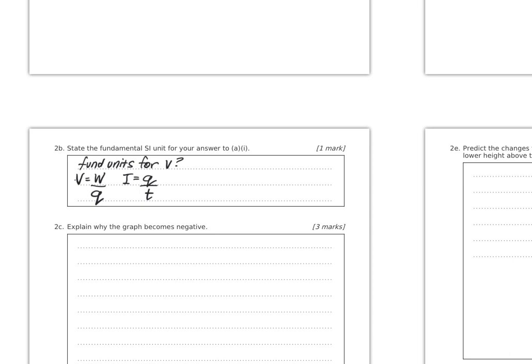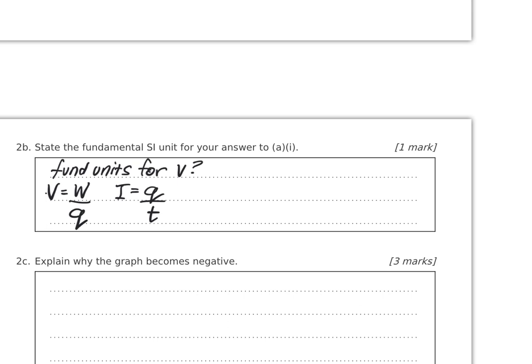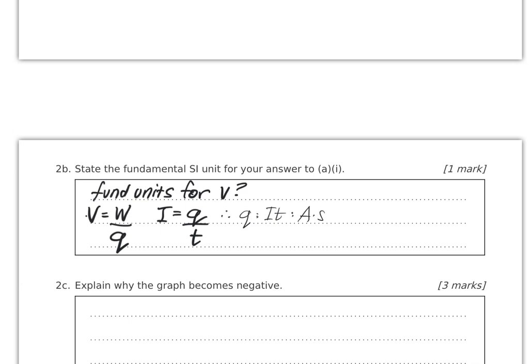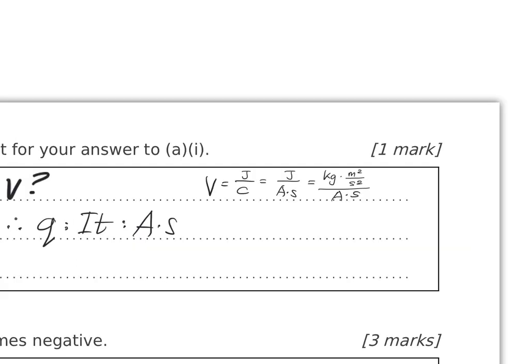Coulomb is not a fundamental unit. Ampere is. So the 2 formulas I'm going to reference are V is W over Q and I equals Q over T. And so a coulomb is an ampere second. Now, work, of course, is measured in joules, but joules are not fundamental. So a volt is a joule per coulomb, a coulomb is an ampere second, and a joule is a kilogram meter squared per second squared.